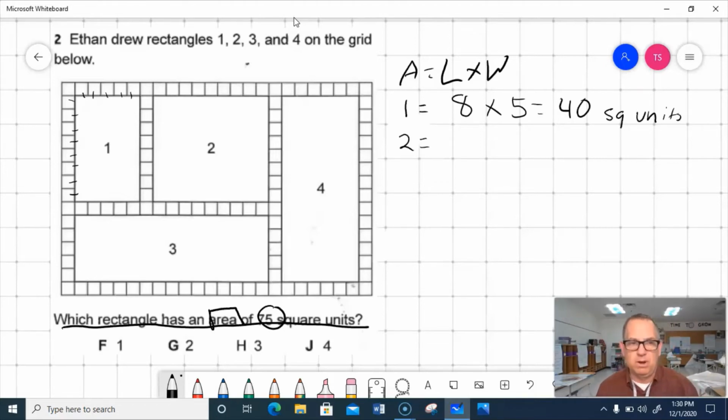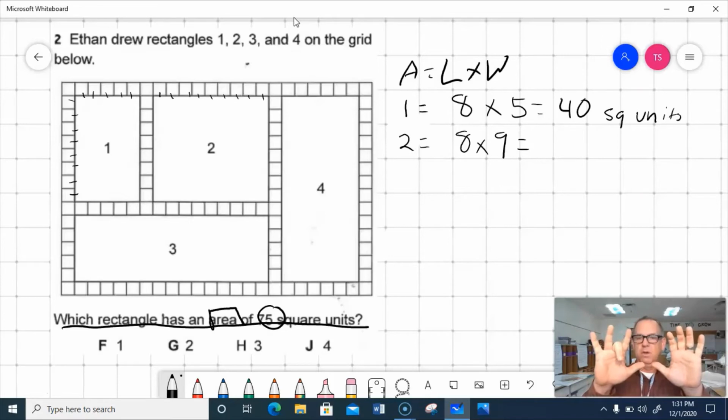Let's go ahead and look at rectangle 2. What's the length and width of rectangle 2? Yeah, that's correct. We know the length of it is the same length as rectangle 1 because they're drawn on grids right there. So it's 8 by 1, 2, 3, 4, 5, 6, 7, 8, 9. So what is 8 times 9? That's right, we can use our fingers to do our 9s. I got 7 on this side and 2 on this side, so that's 72. So rectangle 2 has an area of 72 square units.